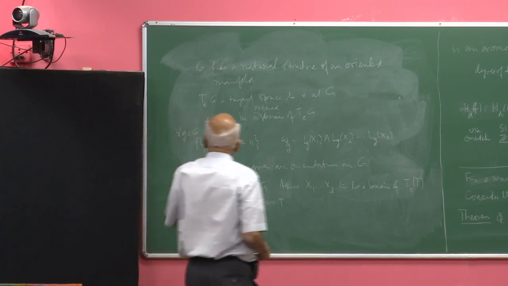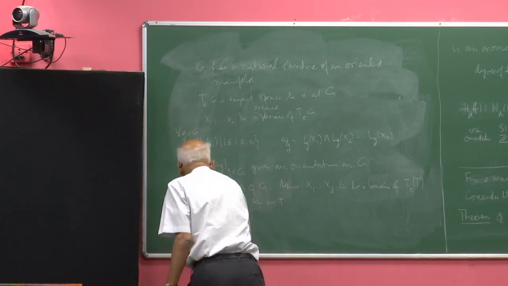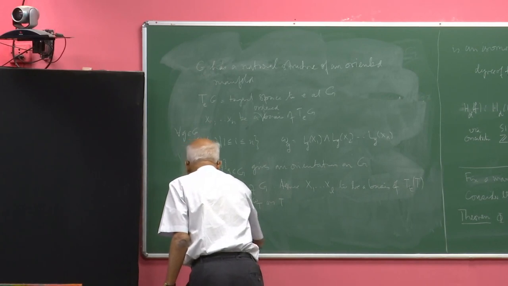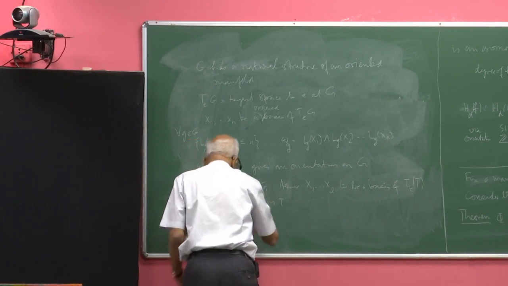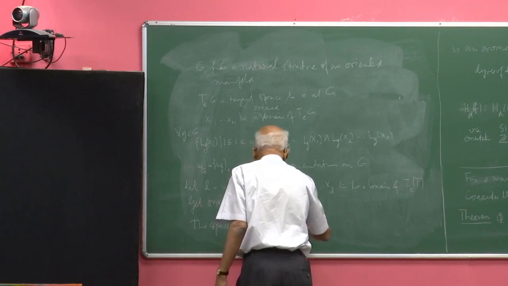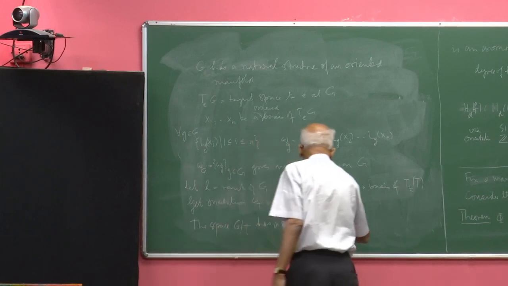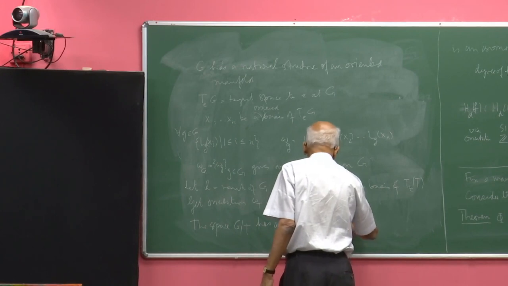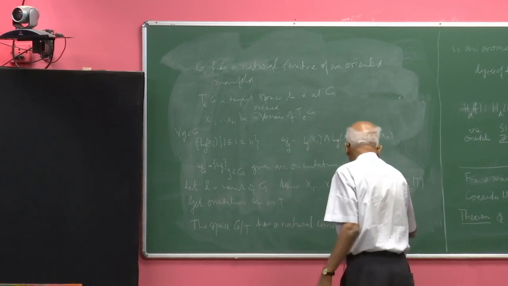Now look at the space. The space G mod T, I claim, is a compact space that has a natural structure of an analytic manifold.